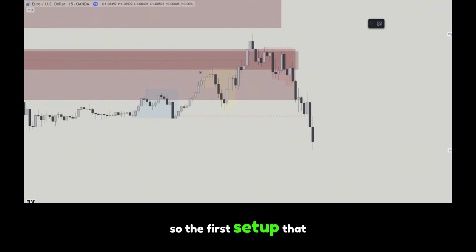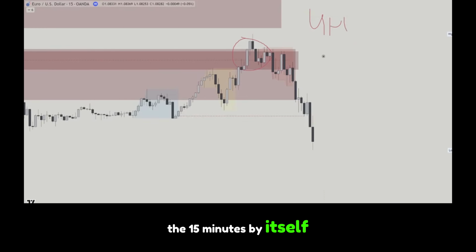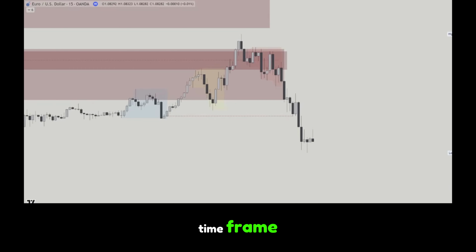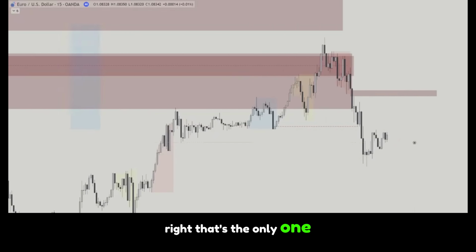So the first setup that you could have taken is from the change in delivery, only relying on 2 time frames. So 4-hour and then 15 minutes. We could have taken a trade based on the 15 minutes by itself. But we're going to also discuss how to take a trade based on the 1-minute time frame. So as we're coming lower, we see that there is no fair value gap here unless price decided to come to this fair value gap, right? That's the only one that I see after this market session shift right here.